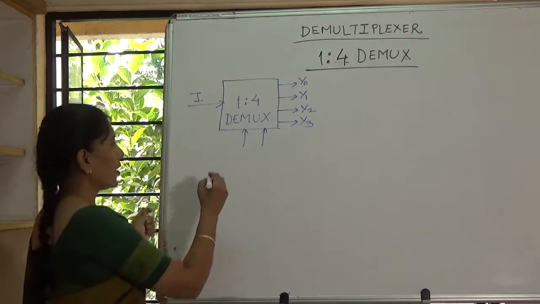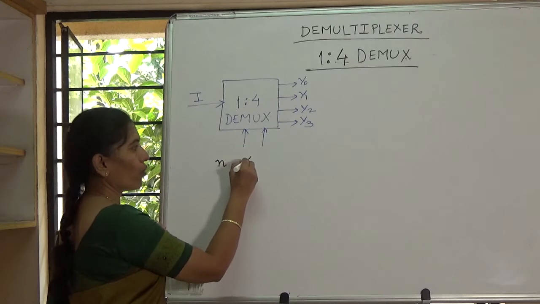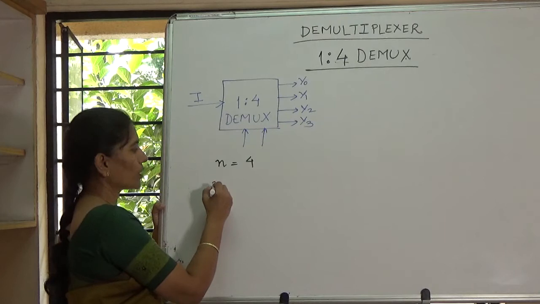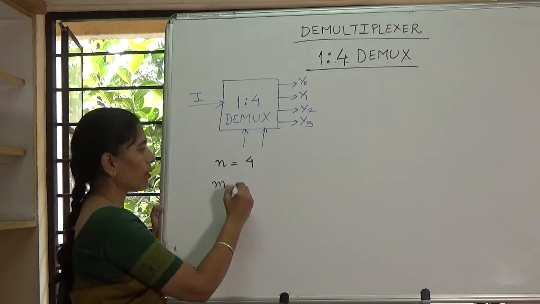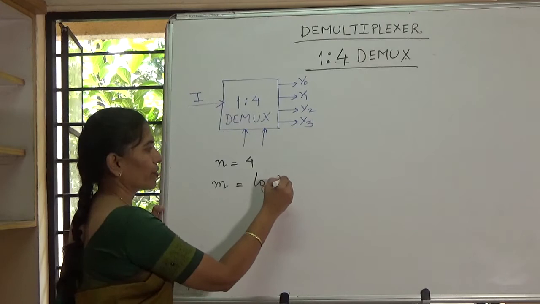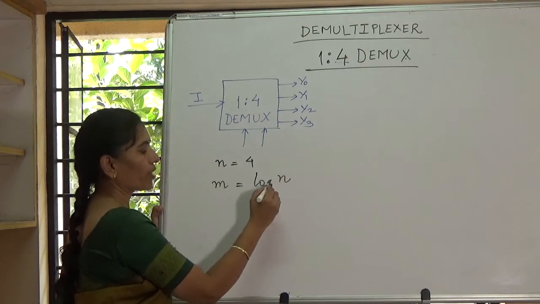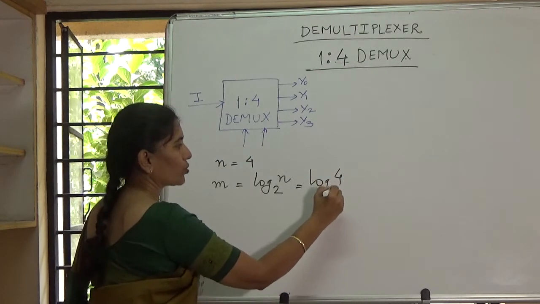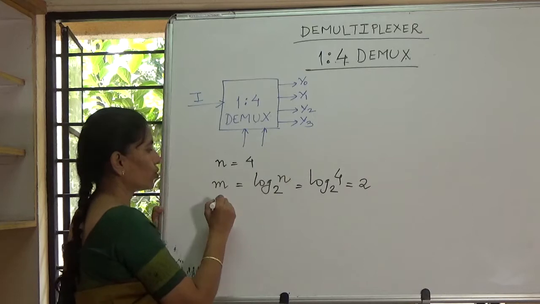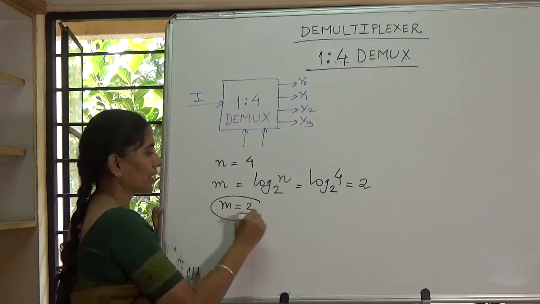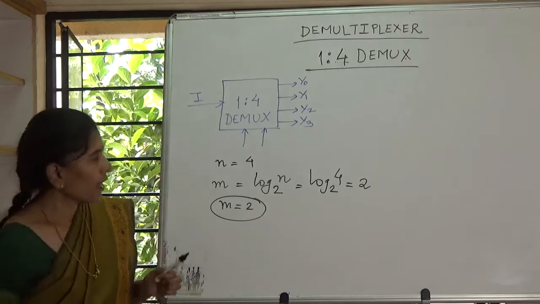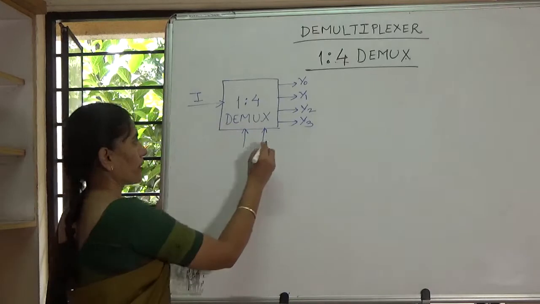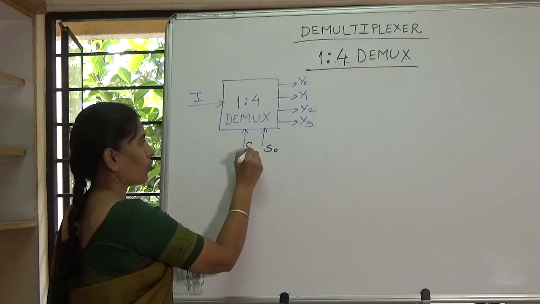So the number of output lines is 4 and we need to know how many select lines would be required. The number of select lines n can be derived by taking the log of the number of output lines to the base 2. So this is log of 4 to the base 2 and therefore we will require 2 select lines for selecting one of the output lines. So let us draw these select lines and name them as S0, S1.